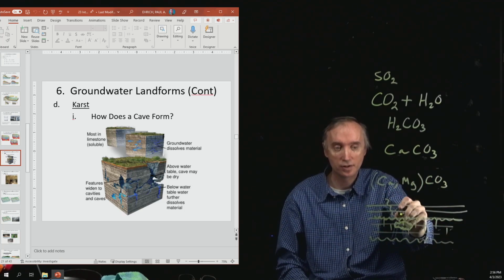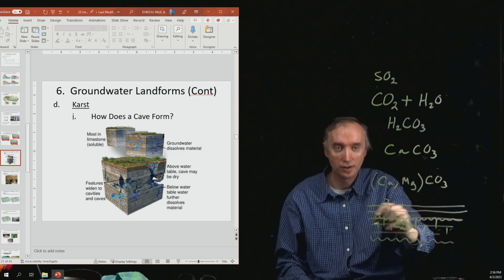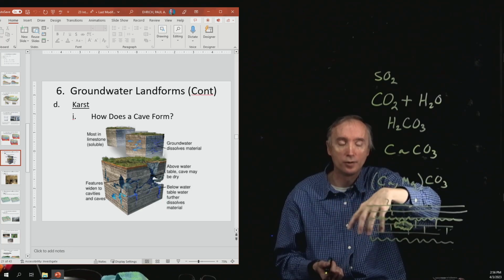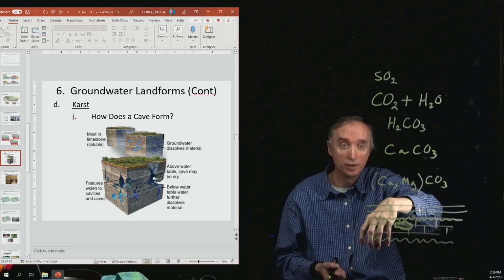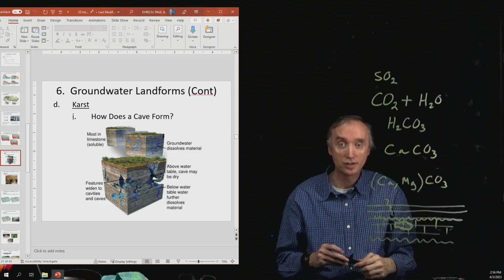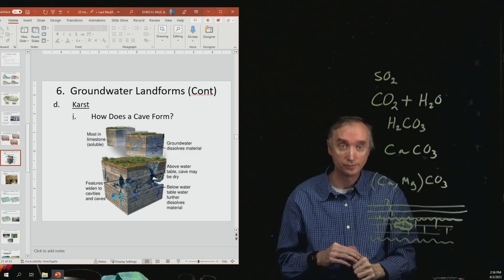And travertine is going to start to develop on the ceilings. It's going to drip in. It's going to start to precipitate there on the floor. And we're going to start to develop deposits of travertine inside of our cave system.